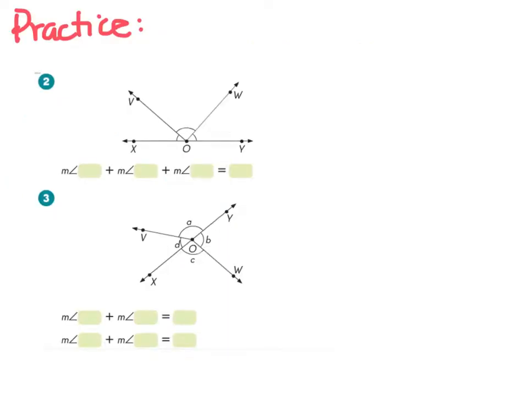Let's try some practice problems. Name the marked angles on line XY in number 2, and then state the sum of the measures of those angles. For number 3, create two equations that show the measure of the named angle is equal to 180 degrees. There are two possible answers. Find both. Press pause while you work. We'll have more to learn when you come back.